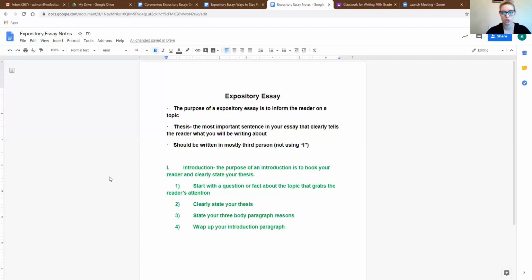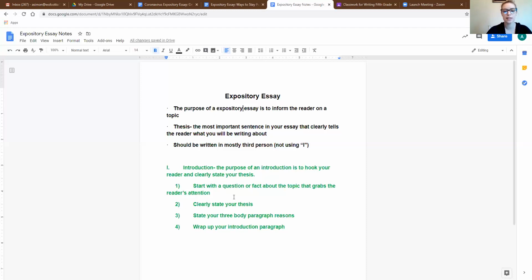Remember, every introduction in any essay is to hook our reader and clearly state our thesis, okay? This gives us the four things that we need to include in our introduction. Our first thing, we're going to start with a question or fact about the topic that grabs the reader's attention. Remember, the topic of this essay is ways we could stay positive during the coronavirus. So you might want to start with a fact about the coronavirus, because I'm sure many of you have heard many different facts, or just a question about it that's going to grab the reader's attention.